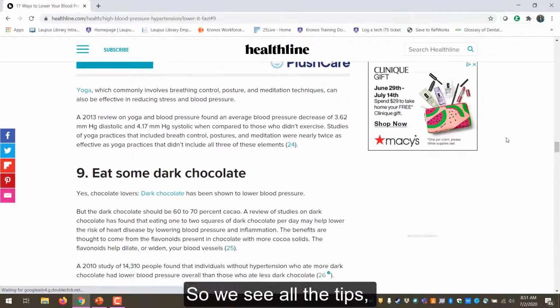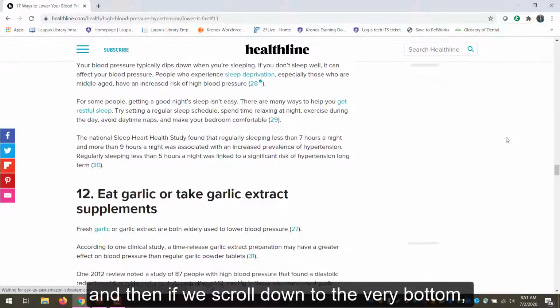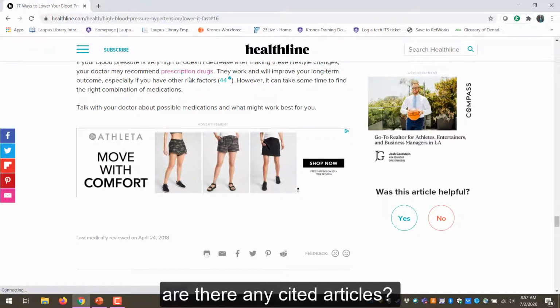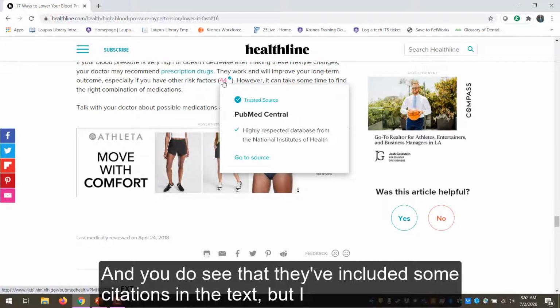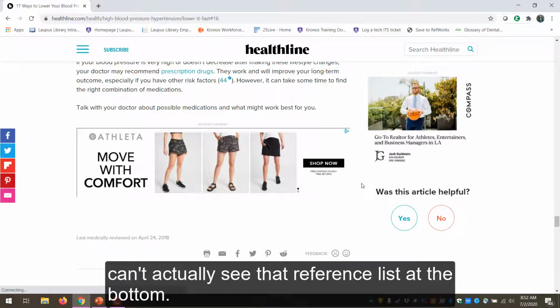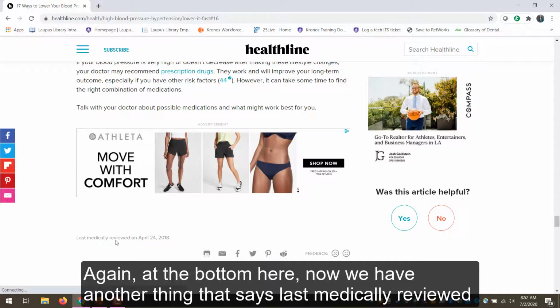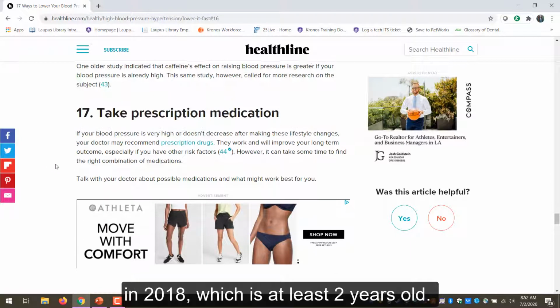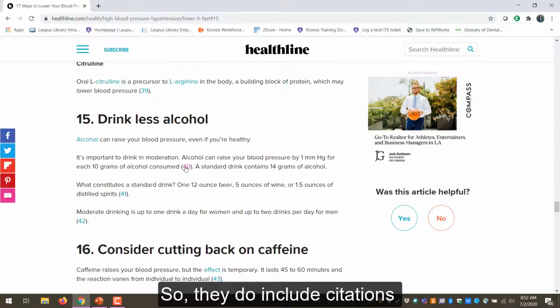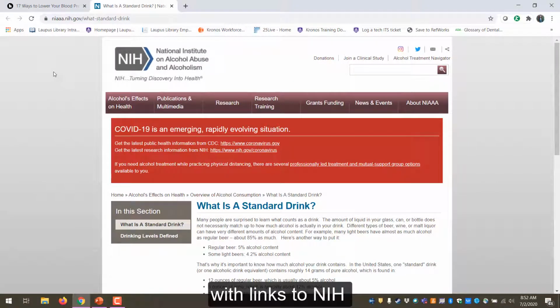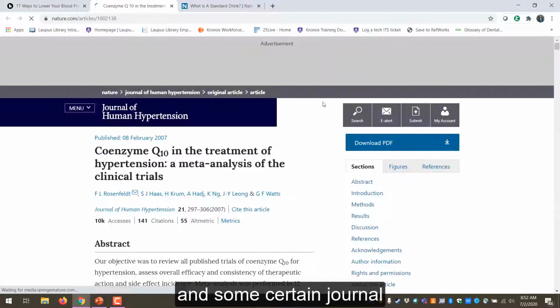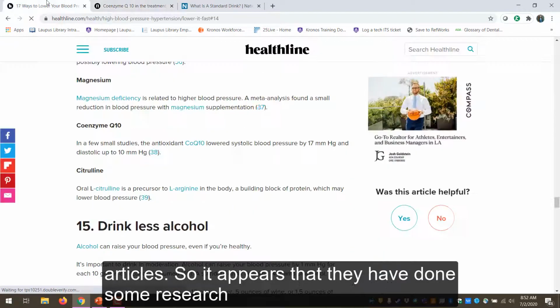So we see all the tips, and then if we scroll down to the very bottom, are there any cited articles? And we do see that they've included some citations in the text, but I can't actually see that reference list at the bottom. Again, at the bottom here now we have another thing that says last medically reviewed in 2018, which is at least 2 years old. So they do include citations with links to NIH, which is a good reputable source, and some certain journal articles.